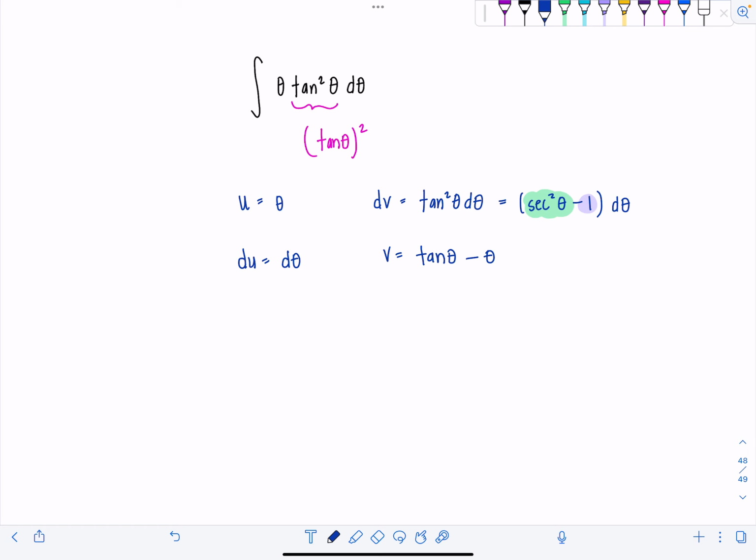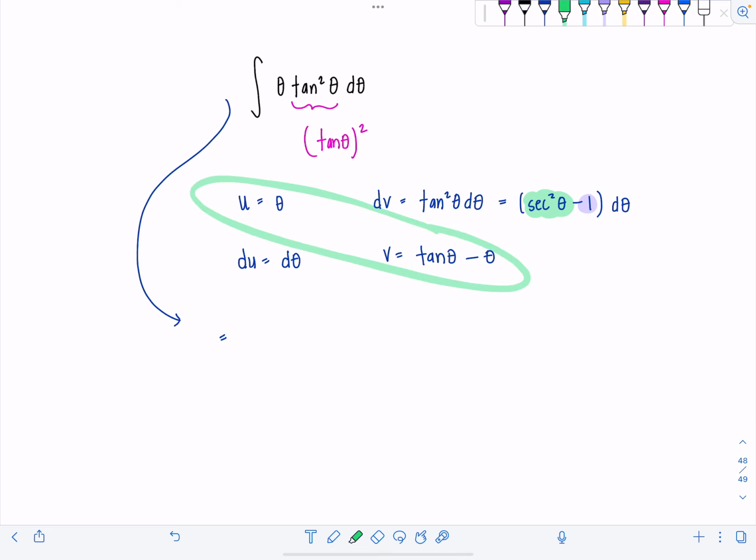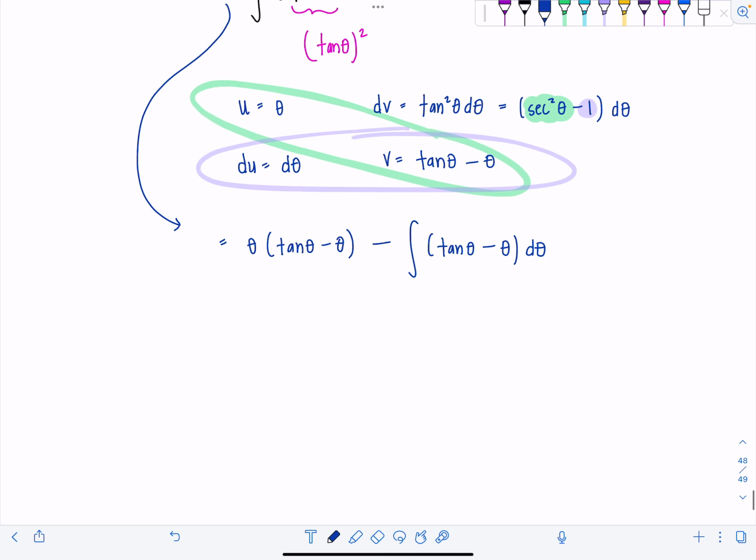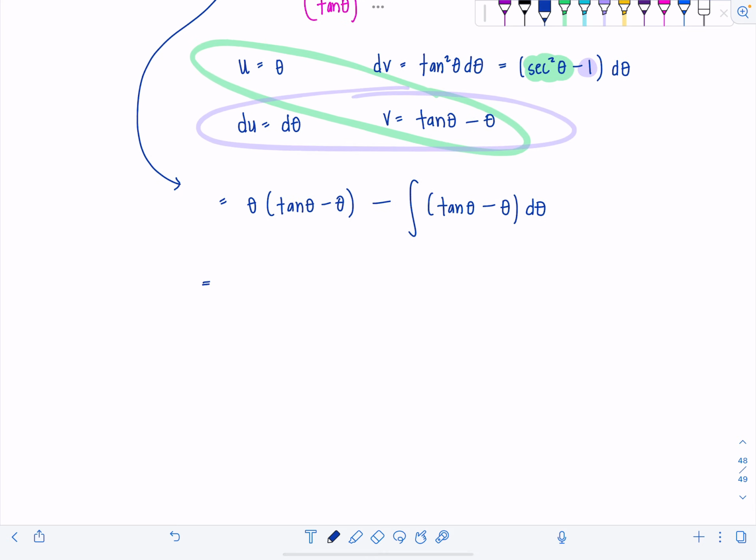Okay, voila. So then now what we're left with is uv, that's this product here, so u times v minus the integral of v du. So v is tan theta minus theta, du is d theta. All right, very nice. Let's continue.